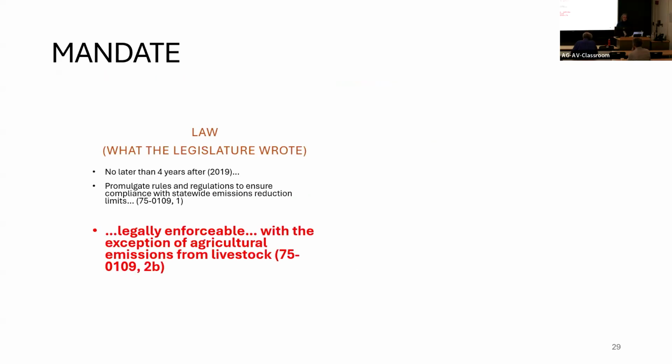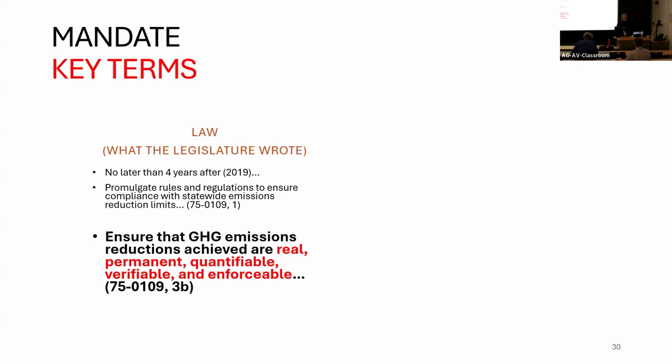They mandate that these be legally enforceable, with the exception of agricultural emissions from livestock. So there's only one exception in this whole mandate, right, for the electricity sector, for the transportation sector, for the home building sector. There's one exception for livestock. And I personally think this is beautiful because livestock are living beings, right? We can't treat them like machines like we can treat other things, right? That doesn't mean we aren't responsible for net neutrality at the state level. It just means that it's not necessarily legally enforceable for the livestock.